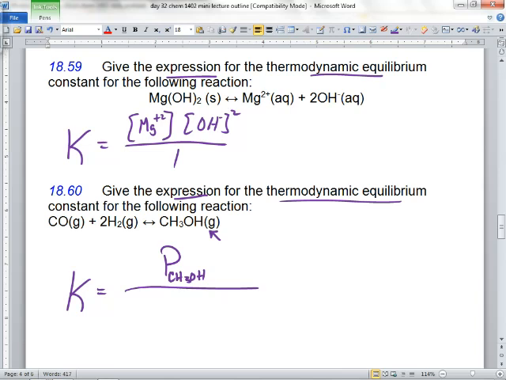Nick, what would you put on the bottom? Yeah. What do you do with the 2? Yeah. Stoichiometric coefficients always become powers.